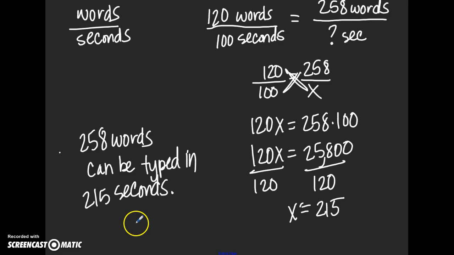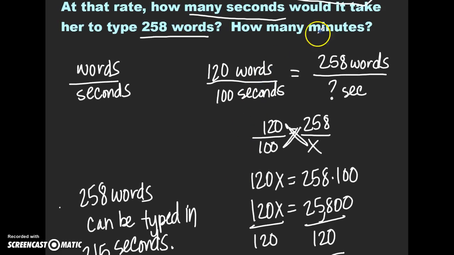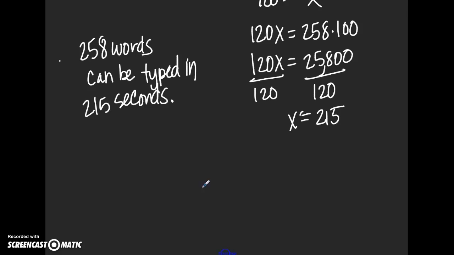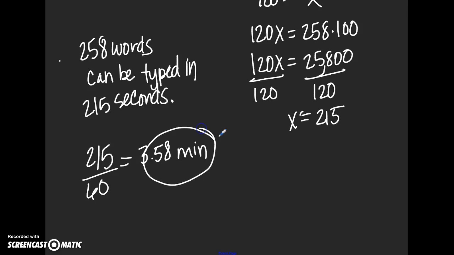Now there's another part to this question, if you remember. If we go back up here, it says how many minutes? Well, there's 60 seconds in a minute. So we can just take our 215 seconds, divide it by 60, which is 3.58 minutes. So about 3.5 minutes, or 215 seconds.